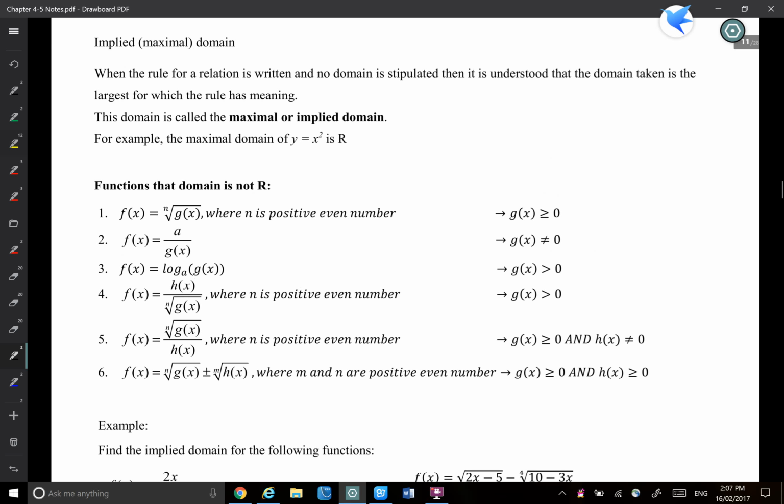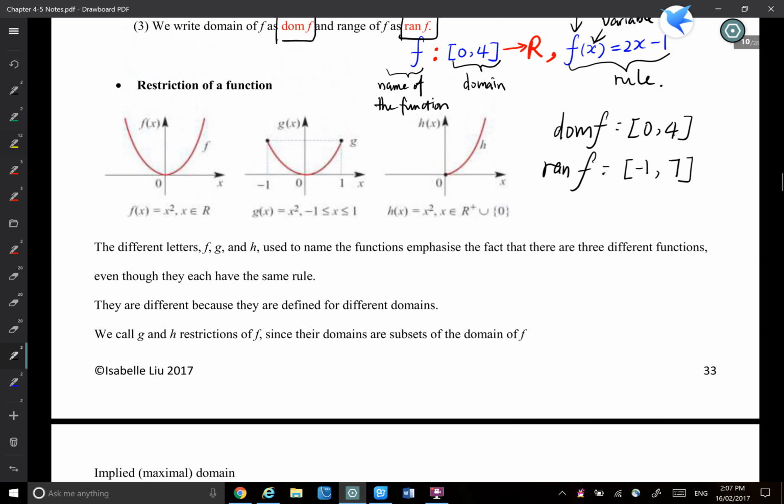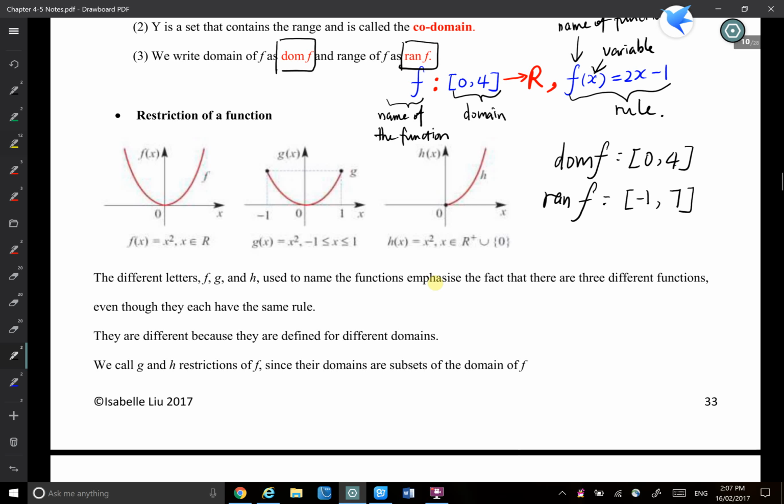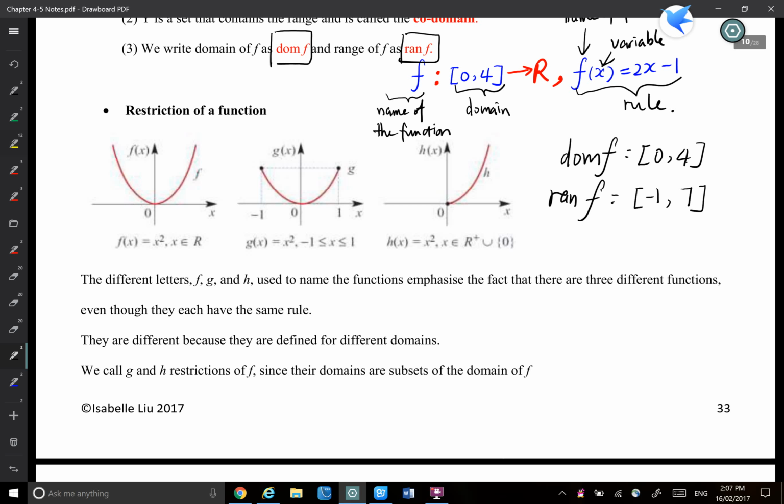Okay, so restriction. Restriction of a function. So what's the restriction of a function? Think about f, g, and h, those three graphs. For the rule, we have f(x), g(x), and h(x) all equivalent to x squared. The rules are the same. What is different is the domain. The domains are x in R, x in between -1 and 1, and x in R plus union 0. R plus union 0 is all the values greater than or equal to 0. So the domain is different, but the rule is the same.